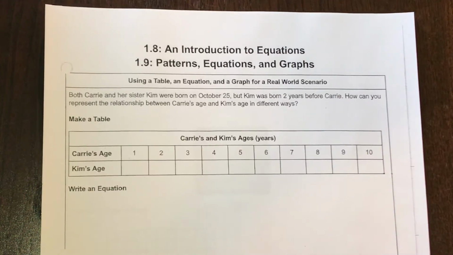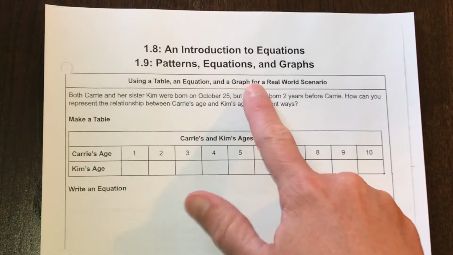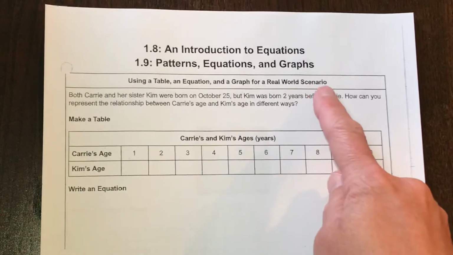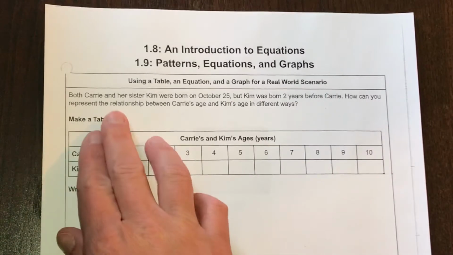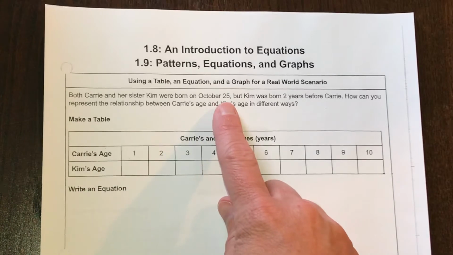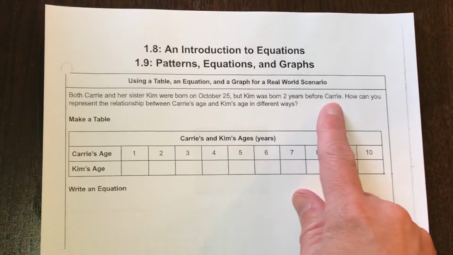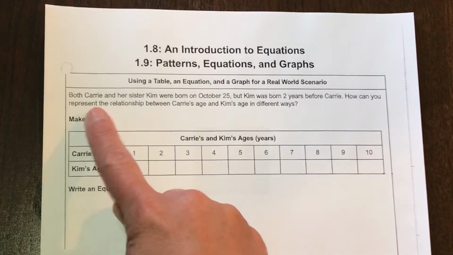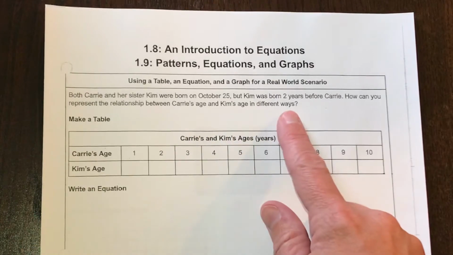In this video, I am going to show how to use a table, an equation, and a graph to represent a real-world scenario. And here's our scenario. Both Carrie and her sister Kim were born on October 25th, but Kim was born 2 years before Carrie. How can you represent the relationship between Carrie's age and Kim's age in different ways?